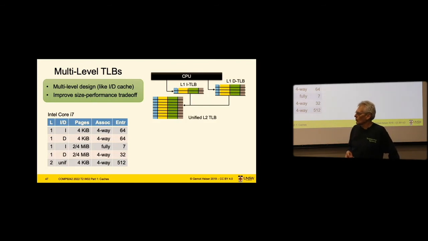So, the Intel Core i7, a recent Intel processor. You can see that there are actually 4 level 1 TLBs. It supports 2 page sizes, 4 kilobytes and 24 megabytes, and there's an ITLB and a DTLB for each of these page sizes, and they load from a unified level 2 TLB that still only maps 4 kilobyte pages and has 512 entries. That's still not a lot, right?